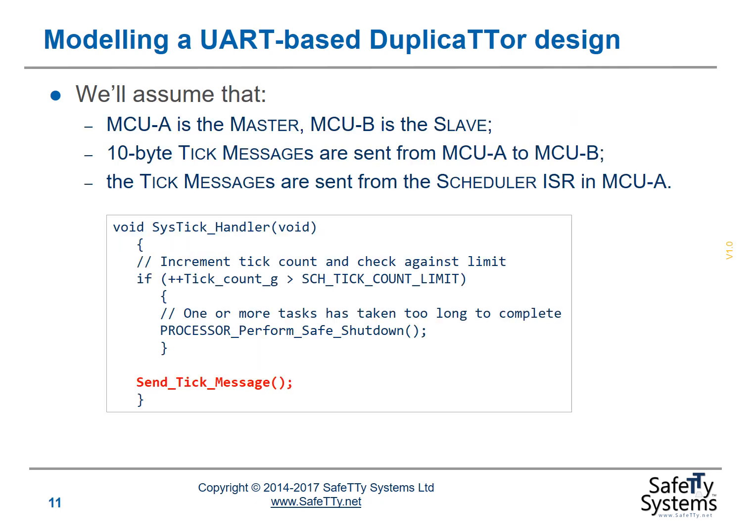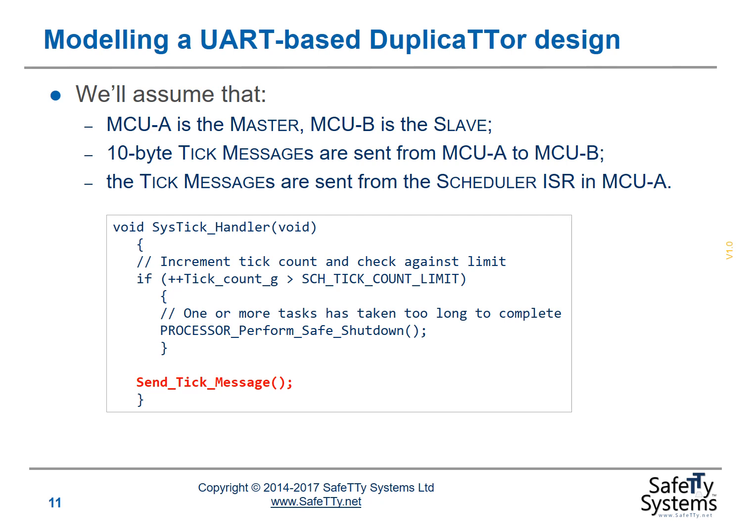We will assume that MCU A is the master, MCU B is the slave. We'll assume that there are 10-byte tick messages sent from MCU A to MCU B, and we'll also assume that the tick messages are sent from the scheduler ISR in MCU A. This is illustrated in the code fragment below.